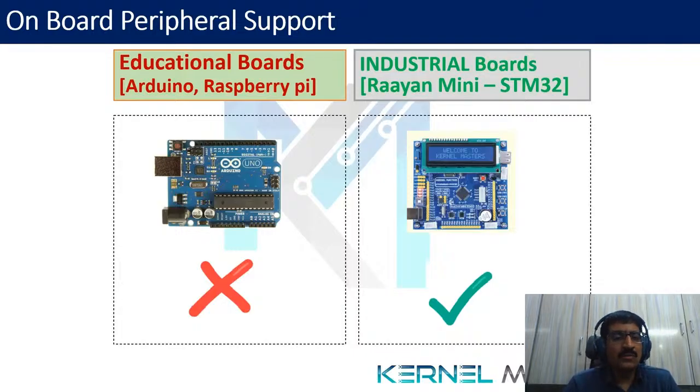The Arduino board has very few peripherals. There is no sensor, no RTC, no EEPROM, no display, nothing. You need to interface external things. But on our RAM board, many peripherals are on the board itself. That is one of the advantages.